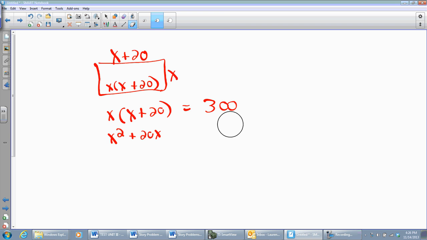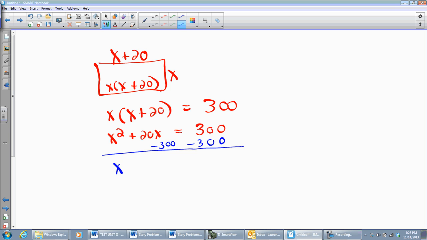I'm sorry, I'm getting ahead of myself because I feel like I'm rushing. Slow down, take my time. All right, I'm going to subtract 300 now. Why? Because it's quadratic and I need it to equal 0. So I'm going to have x squared plus 20x minus 300.